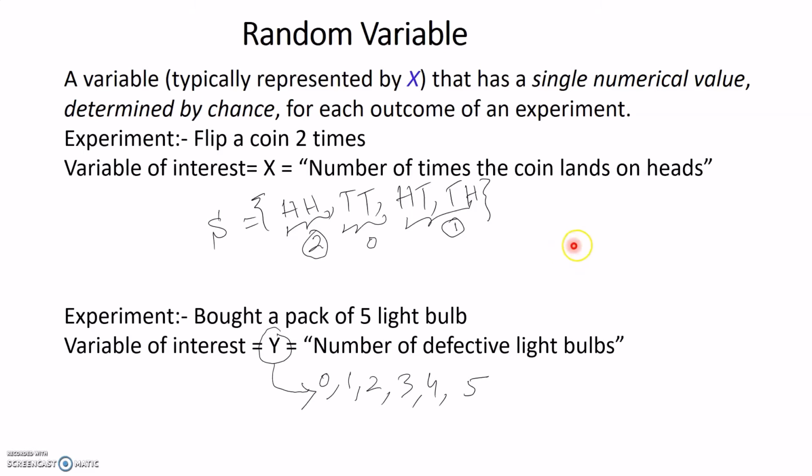Primarily, this is not random because it doesn't have a numerical value. The color is not a number. It has to be a numerical value. So for this reason, this is not a random variable. The color of the eye of the randomly selected student in my class is not a random variable.